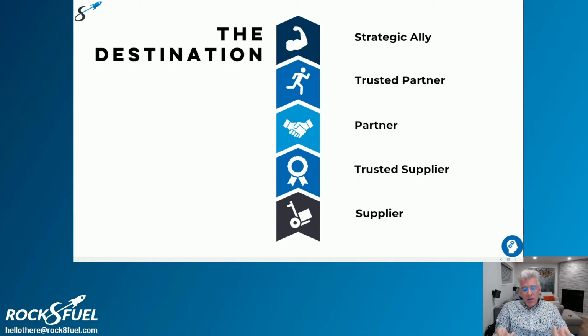Now, the partner level means you're starting to have a relationship. They're starting to like you. They're starting to trust you. You've been delivering. And this is a good starting point. This is like the first level you want to aim for is this one.